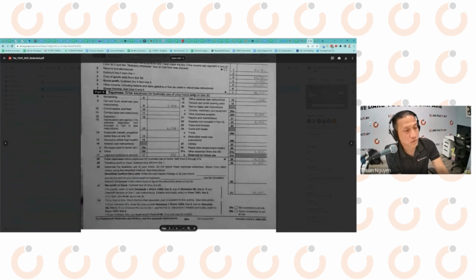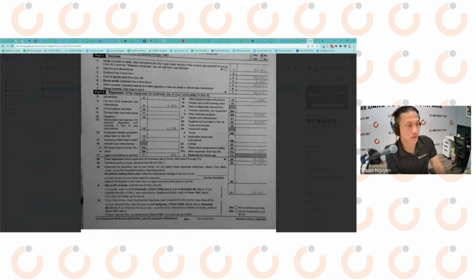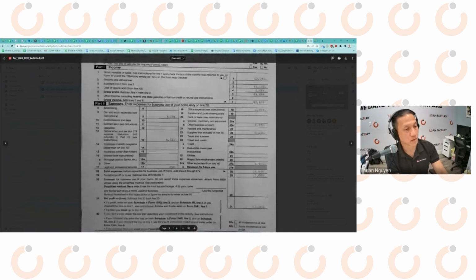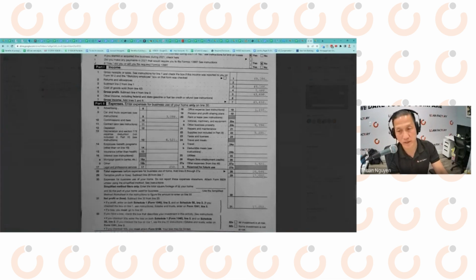So 2021 is 18,000. 2022 is 19,000. So the income goes up $1,000. You take the average of the two, and it becomes your income. And for this business, your income also goes up from 17,000 to 23,000. If you take the average, it's $20,000 a year.